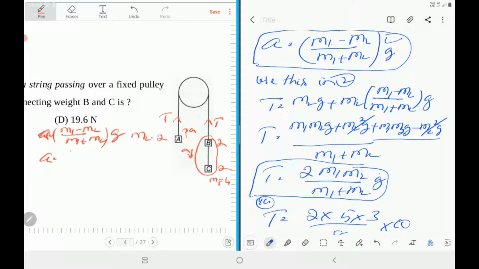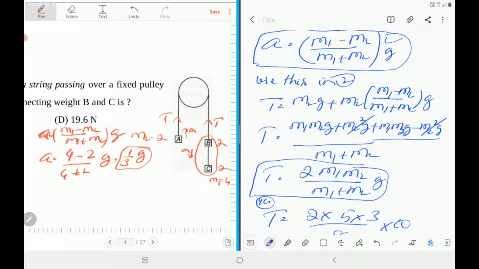What is the mass of these two together? 2 plus 2, 4. Minus, what is the mass of this? 2, divided by 4 plus 2, times g. Right? I can put the g value, okay. 4 minus 2 is 2. This is 6. What is 2 by 6? 1 by 3. So it is g by 3. Acceleration is g by 3. Now we have to find the force between these two.